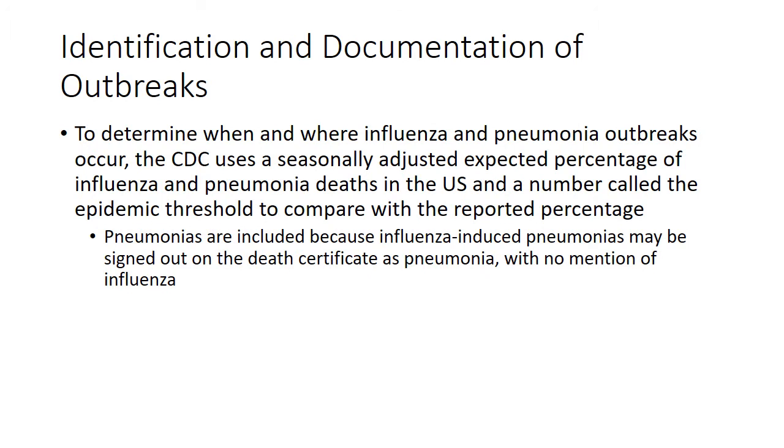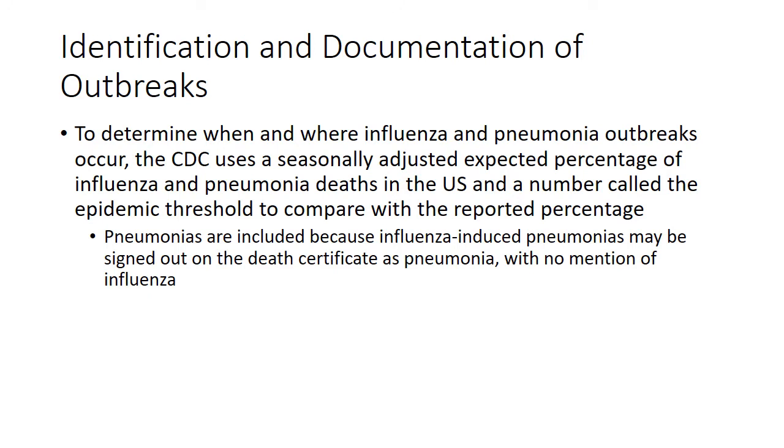One example of us being able to identify and document these outbreaks includes influenza and pneumonia outbreaks. Basically, the CDC uses a seasonally adjusted expected percentage of deaths associated with influenza and pneumonia, and they have a certain threshold. We call this the epidemic threshold: if we start to see deaths due to influenza and pneumonia above a certain number during a certain time of year, then this is considered the epidemic threshold.